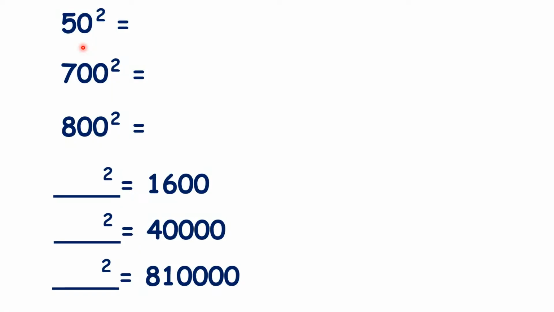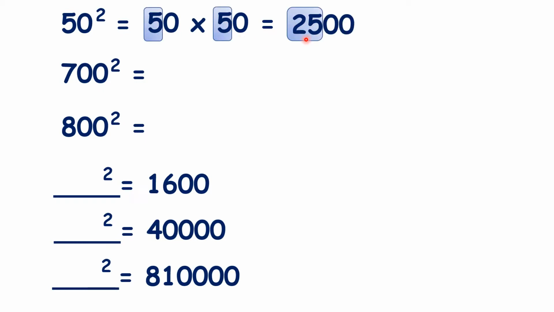We know that 50 squared is the same as 50 times 50, which is 2,500, because 5 times 5 is 25, and if we have two end zeros in our question, we need two end zeros in our answer. So what is 700 squared?